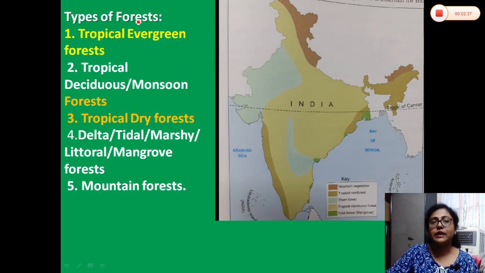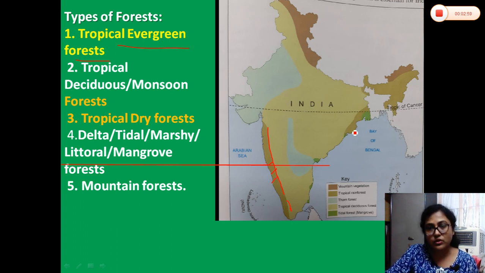Now, which are the different natural vegetations found in different parts of India? The first one is the tropical evergreen forest. This forest is mainly found on the western slopes of the Western Ghats. Here is the Western Ghats, and this is the western slope of the Western Ghats. So, here the tropical evergreen forest is found.